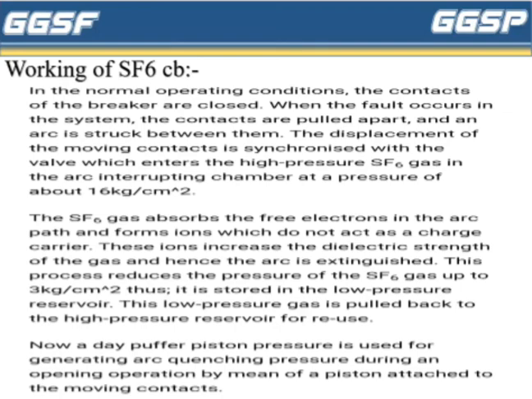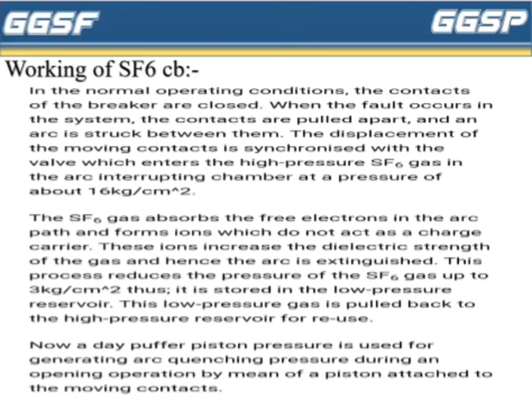Working of SF6 circuit breaker. In the normal operating condition, the contacts of the breaker are closed. When a fault occurs in the system, the contacts are pulled apart and an arc is struck between them. The displacement of the moving contact is synchronized with the valve which lets the high pressure SF6 gas into the arc interrupting chamber at a pressure of about 60 kg per centimeter square.